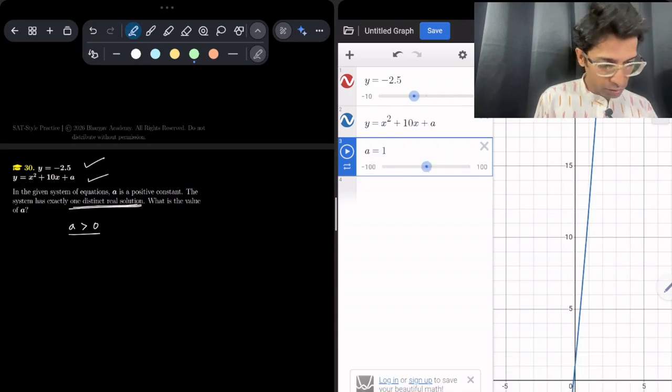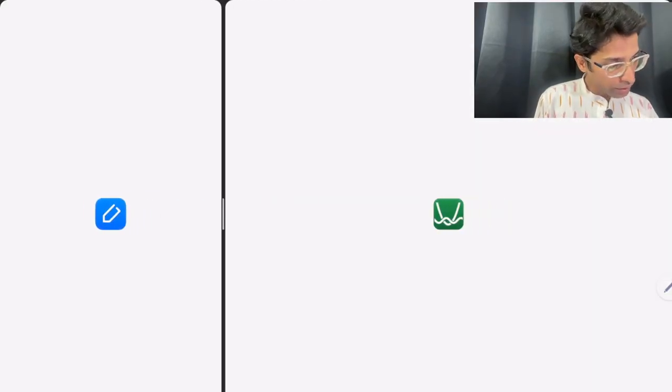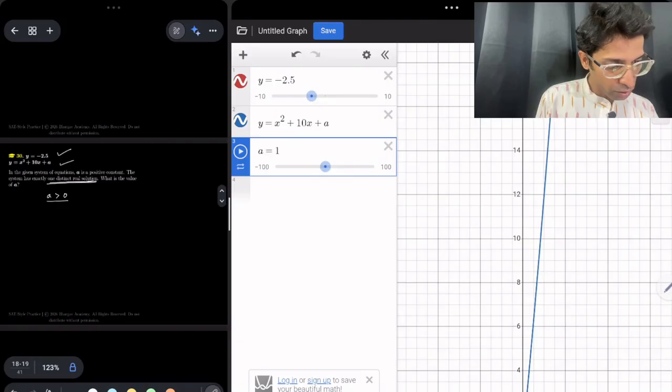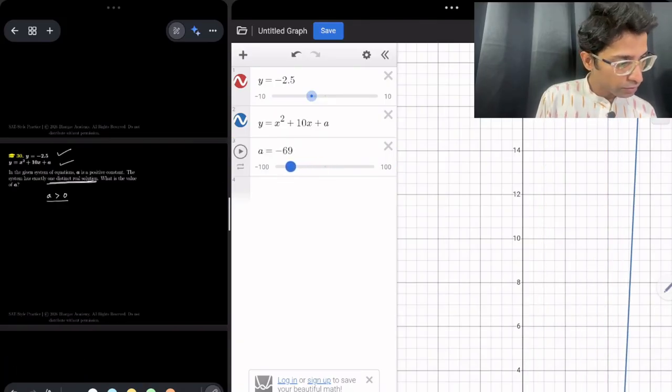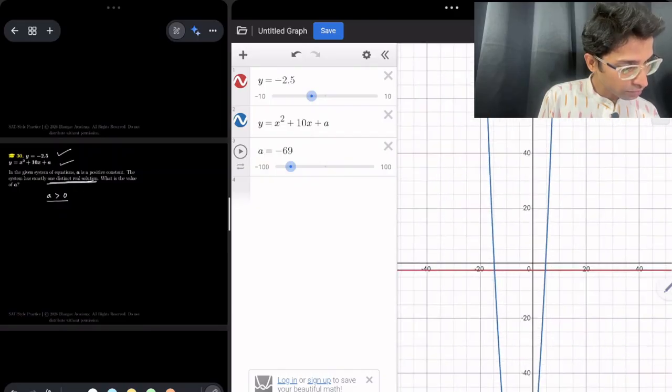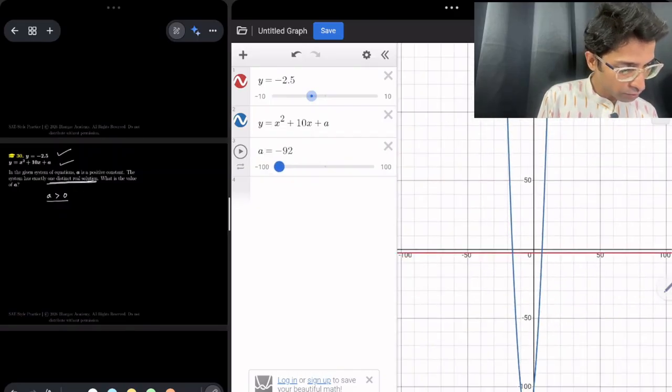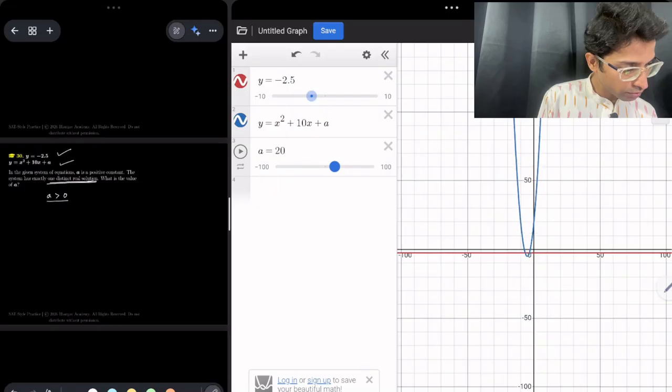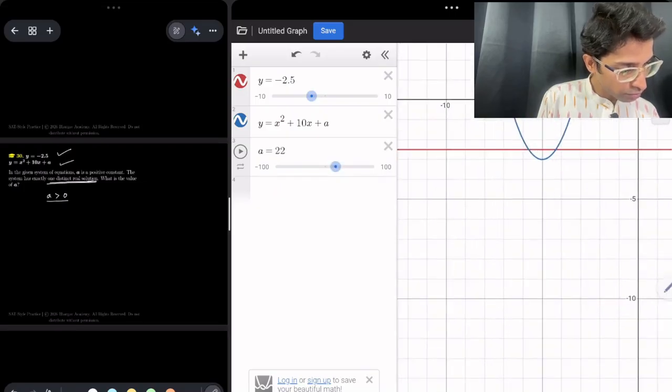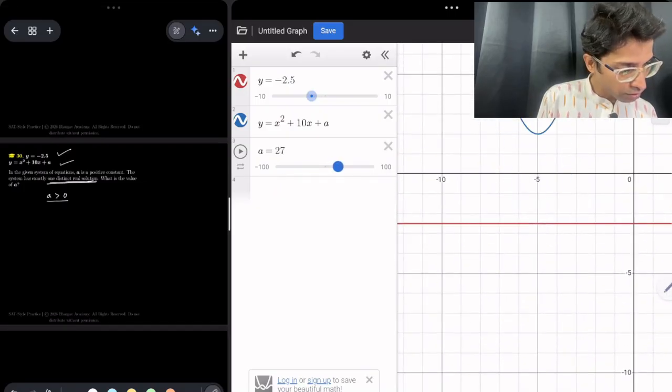What is the value of a? That's the question. Exactly one distinct solution. So both the graphs should touch each other at exactly 1 point. So let's make it happen by sliding C or A. I'm sorry, it should be A. Why am I not seeing anything here? Okay. No. Take it to the other side. See, no, it is still not touching. It's touching at 2 points. So 42. Okay, where should we stop?